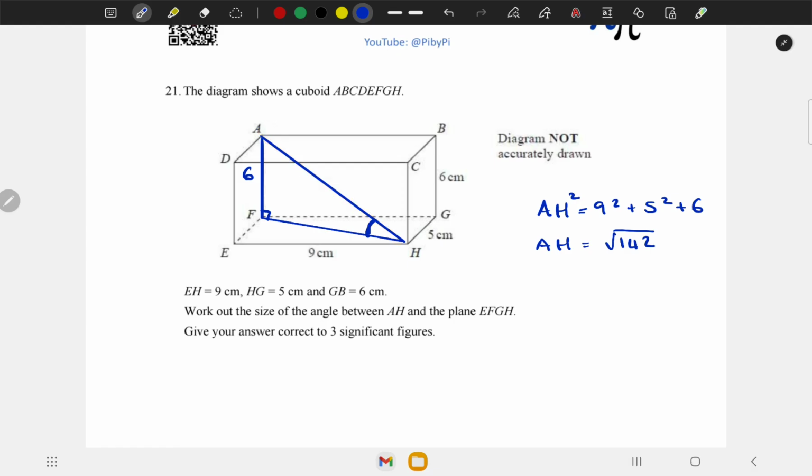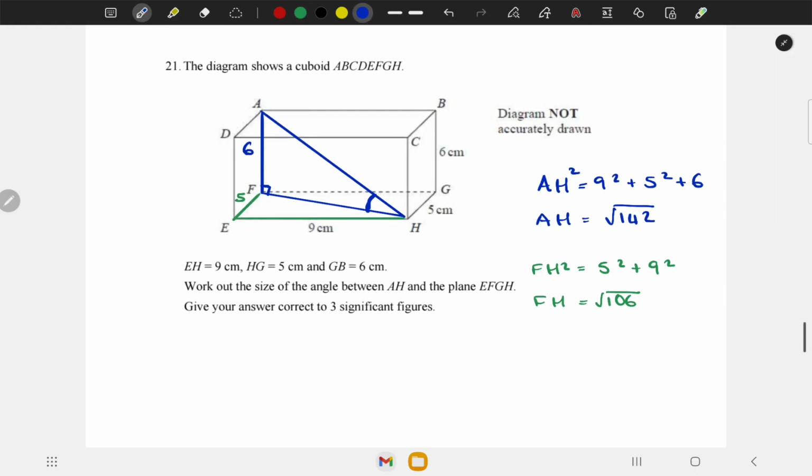Somebody else could have decided that they don't want to look for AH, they're going to look for FH. So how are we going to go about that? If you were looking for FH, you do see that the base also forms another right angle triangle over here. So I'm using this particular side and the hypotenuse. This was given as 9 and this is given as 5. Again, I can apply Pythagoras theorem. If I was looking for FH squared, I would be doing 5 squared plus 9 squared, and therefore FH is going to be the square root of 106. So you can decide whichever two you want to work with. It doesn't matter. We have all three sides.